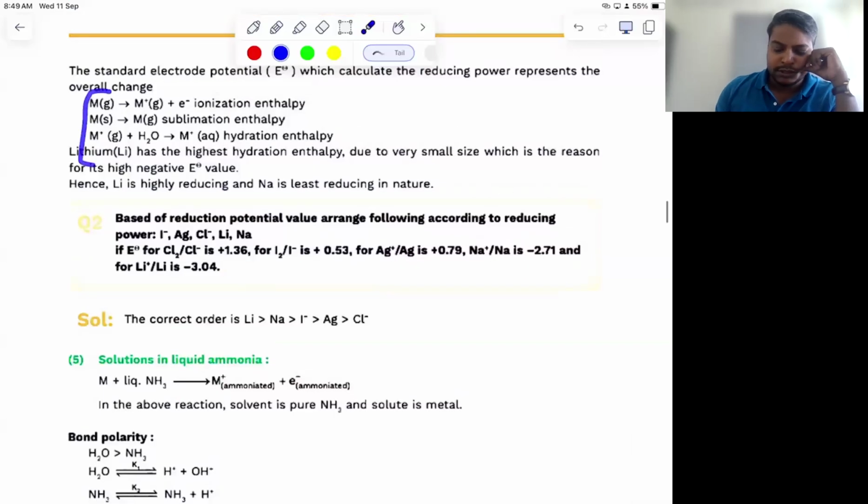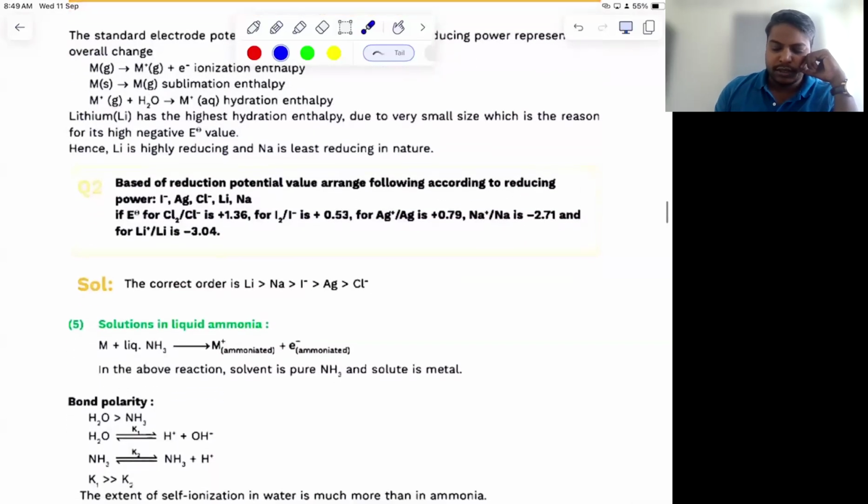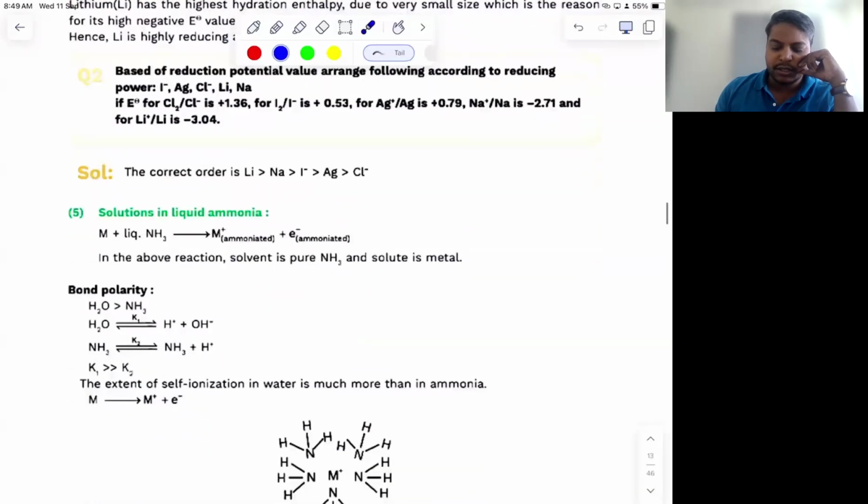Check out, we discussed this already, how to understand the reduction potentials here. So the order of reduction potentials of all these elements based on the data given is lithium greater than sodium, then iodine, then silver, then Cl minus.